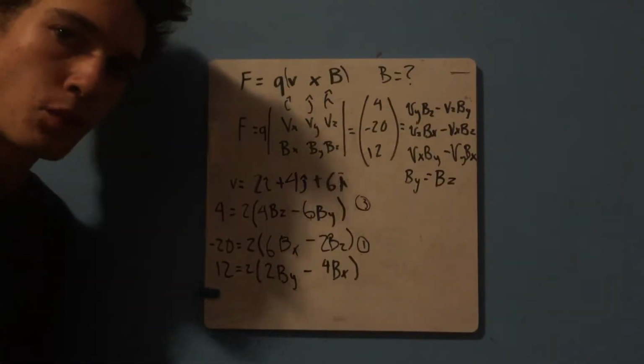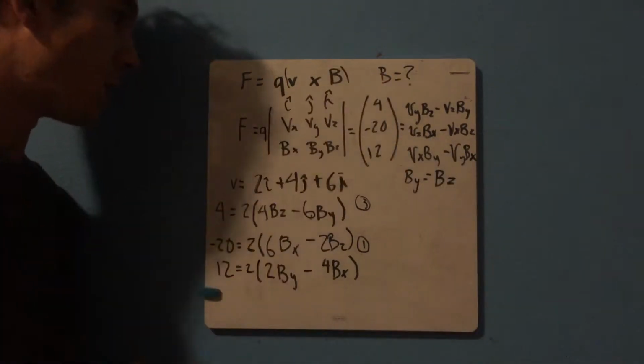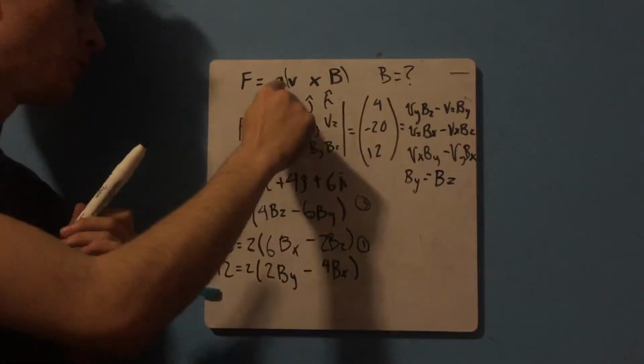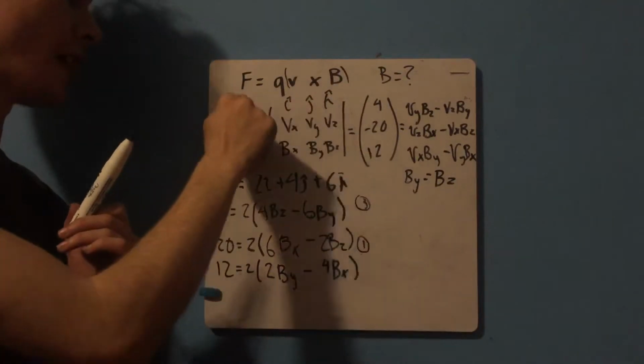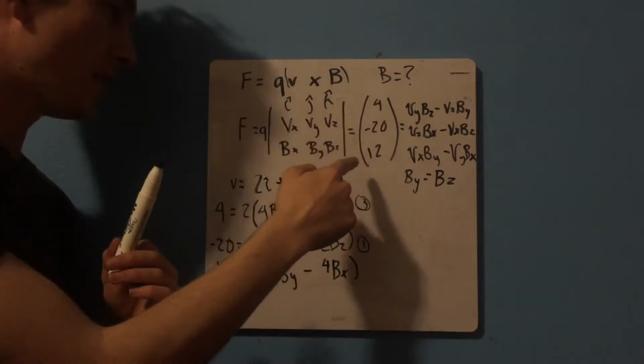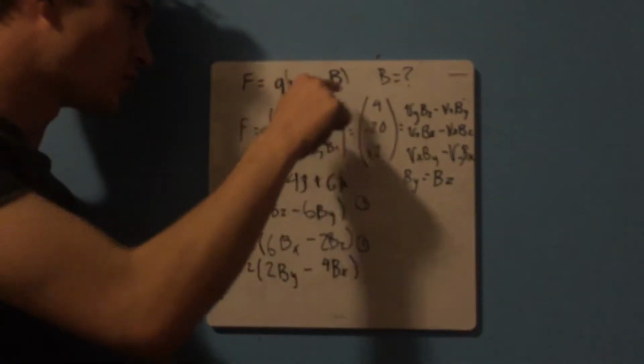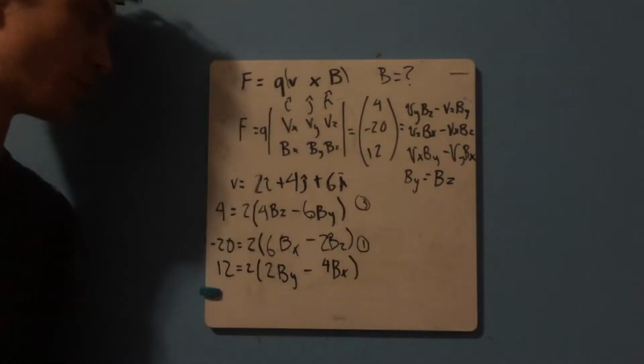Alright, for this problem we are talking about vectors. We are asked to find the value of b, and we know that q times v cross b equals F, and we are given the F vector, which is this one: 4, minus 20, and 12, in its x, y, and z forms. Since we know it's a cross product, we need to write this in the cross product form.